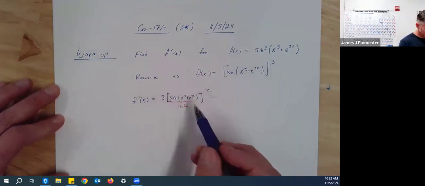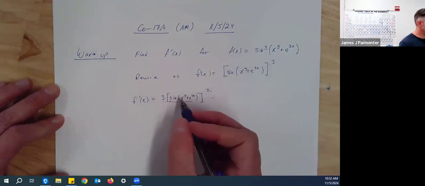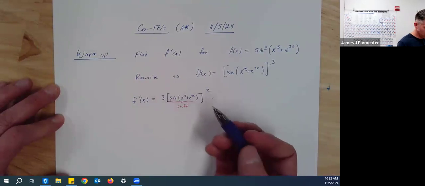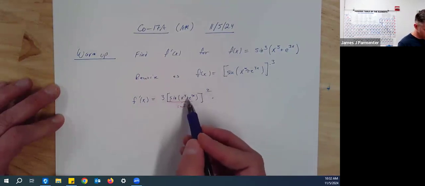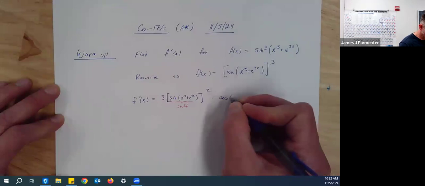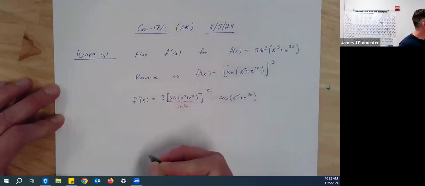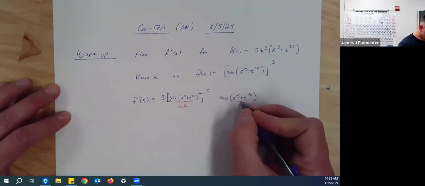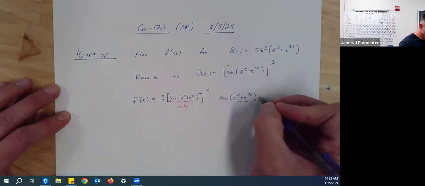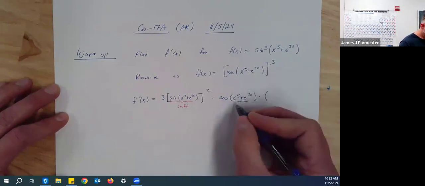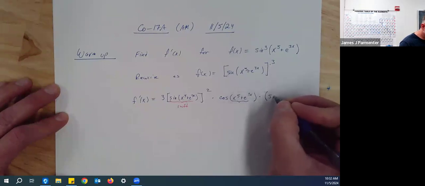I'm thinking of that as sine of some new stuff. I know the derivative of sine of x is cosine of x. So the derivative of sine of some new stuff is cosine of that new stuff. But then we said stuff again. So we now have to multiply by the derivative of this new stuff. So I have to multiply by the derivative of x to the fifth plus e to the 3x. The derivative of x to the fifth is 5x to the fourth.